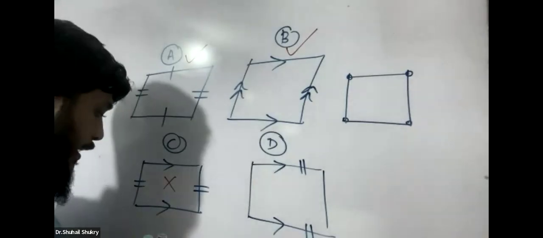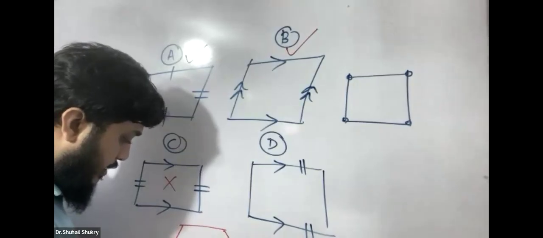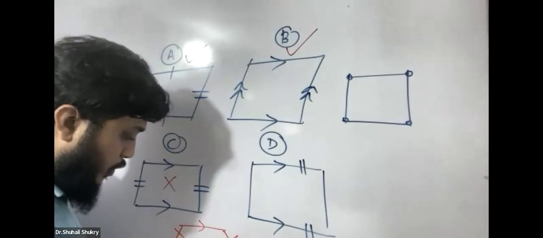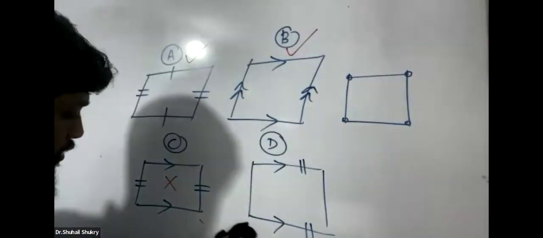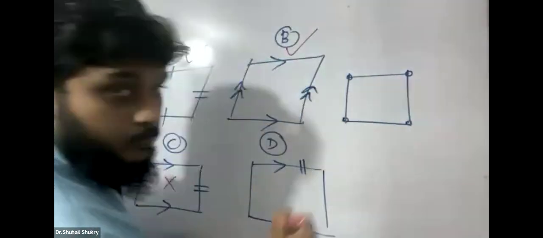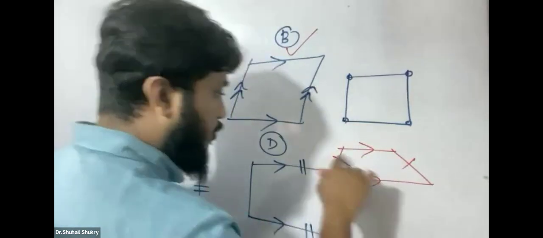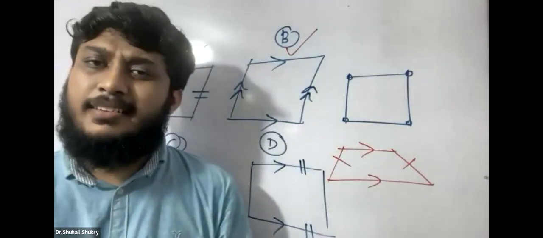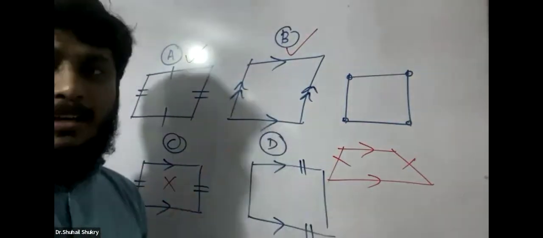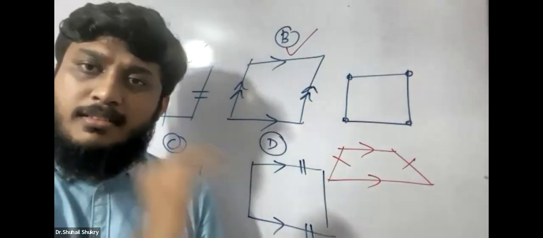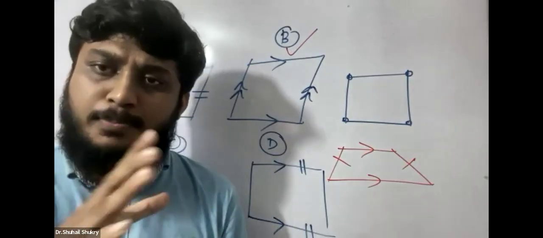Why? Because I can draw a structure like this. Even I can draw a trapezium like this. In this trapezium, I can tell this side is equal to this side, and these both are parallel. So even if I draw a trapezium like this, that can't be a parallelogram. We can't say 100% sure it's a parallelogram. Proving means it should be 100% sure with the proof.